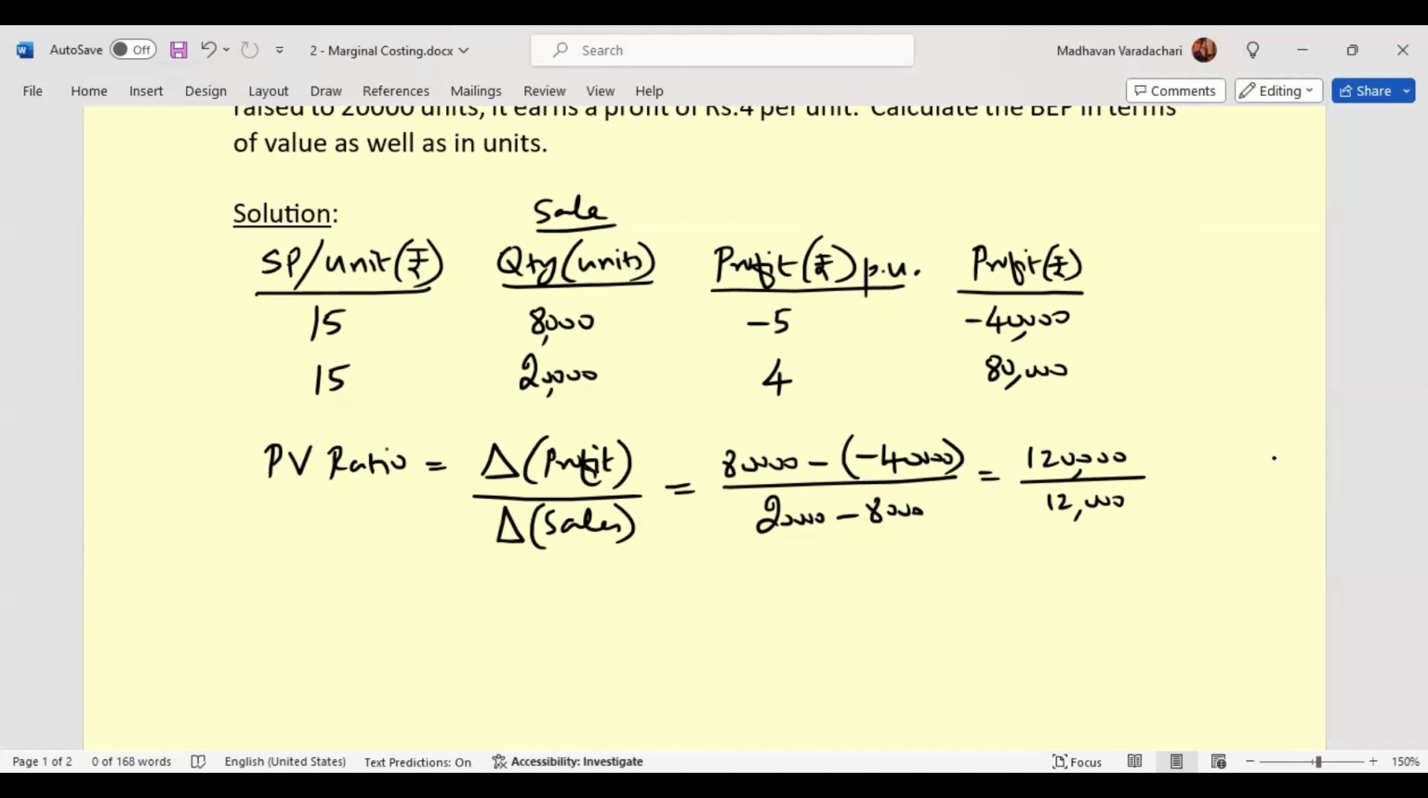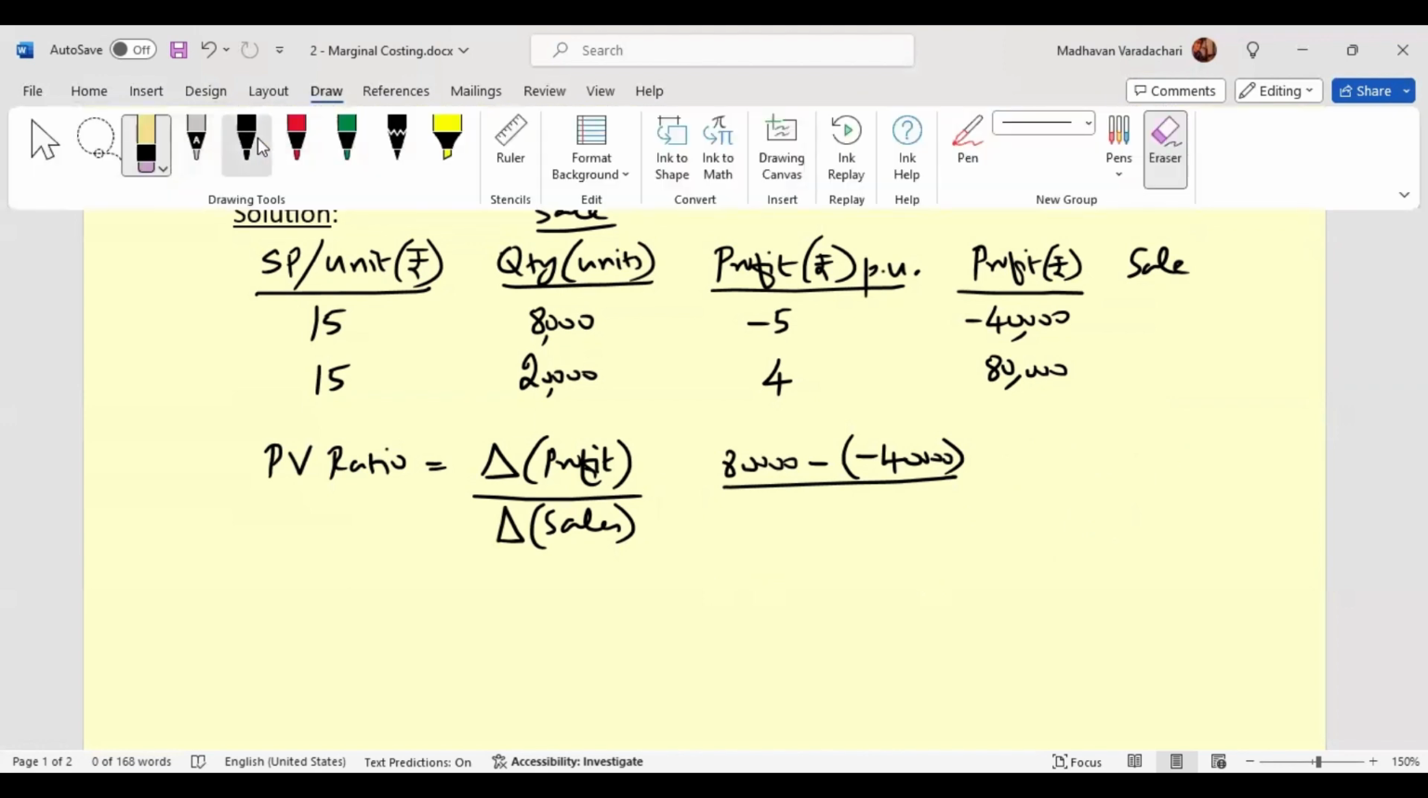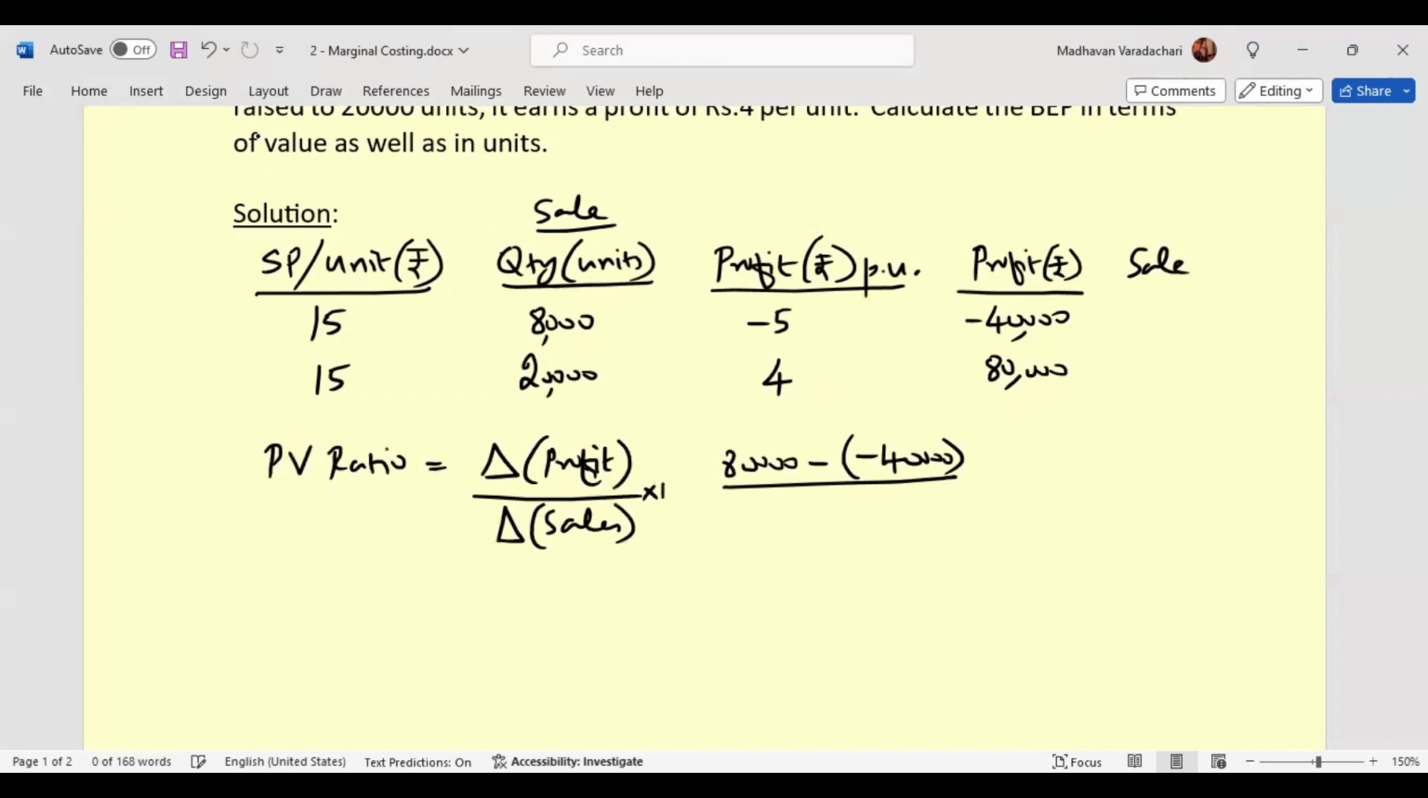Oh, I think I made a mistake here. We have to calculate the sale in rupees. That I have to substitute because numerator is in terms of value. Denominator also should be in terms of value. Let me write the PV ratio in terms of percentage. Sale in rupees will become 8,000 into 15, you get 1,20,000. Here 15 into 20,000, we get 3 lakhs.